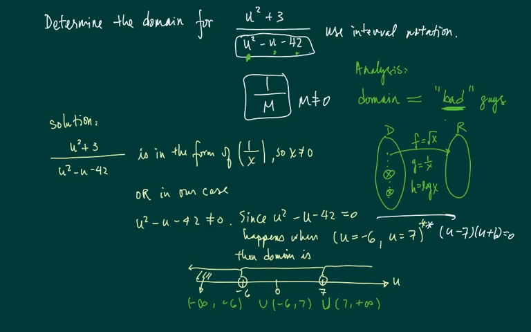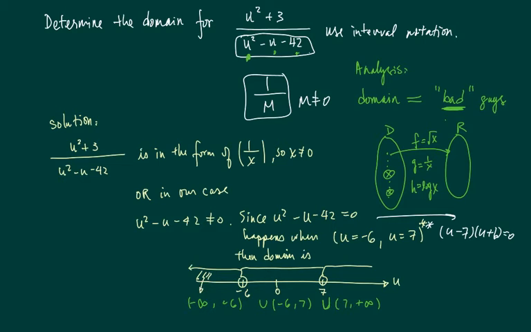Solving each one, you have the right answer. So when u is equal to the two points, minus 6 and 7, the whole denominator becomes equal to 0, and that's something we don't want. So we're going to exclude those two bad guys. On this number line here, you can see I excluded minus 6 and 7.